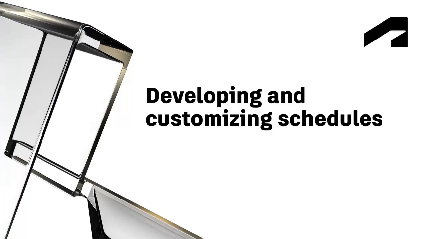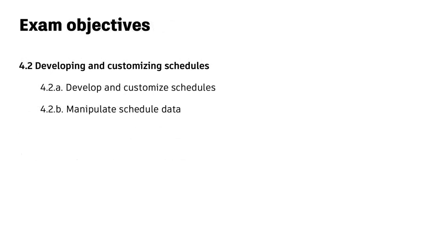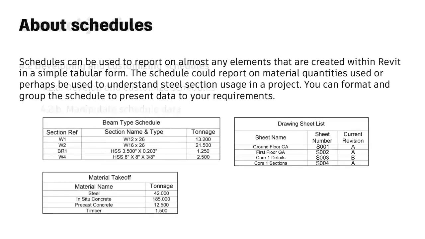After completing this lesson, you'll be able to understand schedules, work with schedules, create a structural framing schedule, and calculate approximate steel tonnage. The objective domains covered are 4.2a, Develop and Customize Schedules, and 4.2b, Manipulate Schedule Data. Schedules can be used to report on almost all elements that are created within Revit in a simple tabular format. The schedule could report on material quantities used, or perhaps be used to understand steel section usage within a project. You can format, group and sort the schedule to present data to your exact requirements.